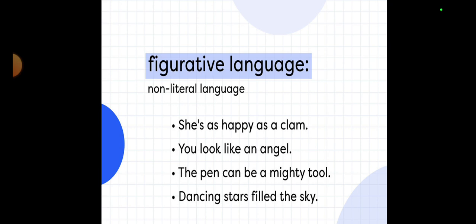Like the very first one is, she's as happy as a clam. I could say that she is very happy, but I'm saying she's as happy as a clam. I hope you are differentiating between the two statements. The difference is quite clear. You look like an angel. I could say that you look very kind, or you are very kind, but I'm saying you look like an angel. So I think in this way, the speech is quite understandable to the listeners, and it is holding some sort of life and vividness, if I'm not wrong.